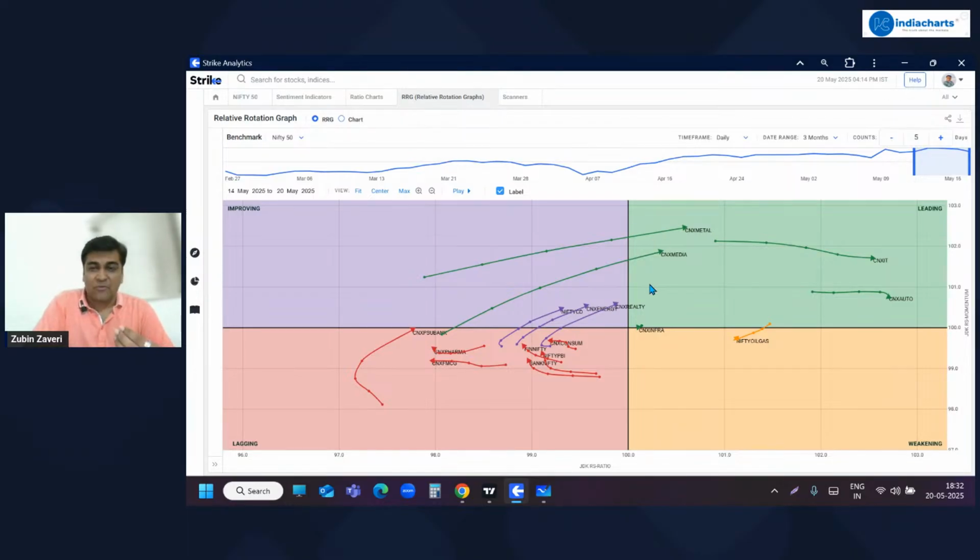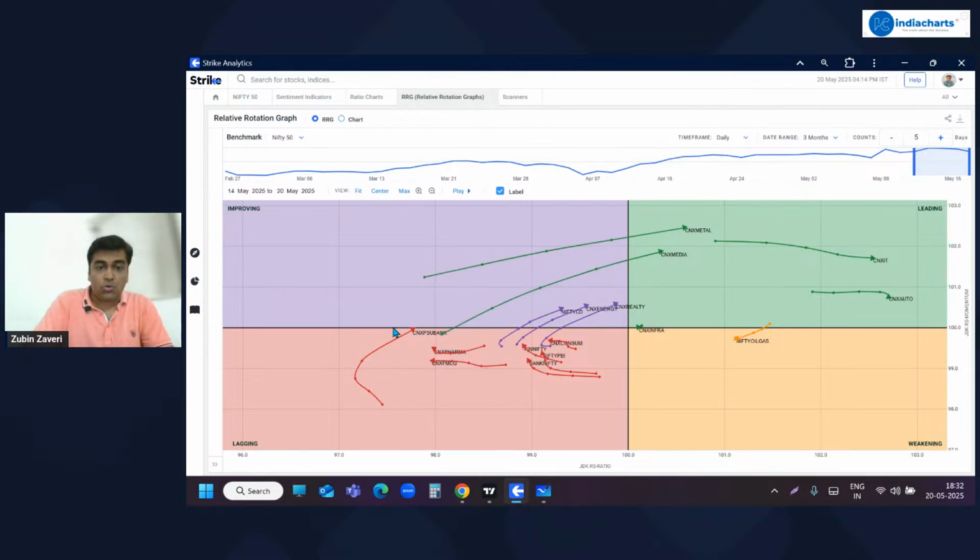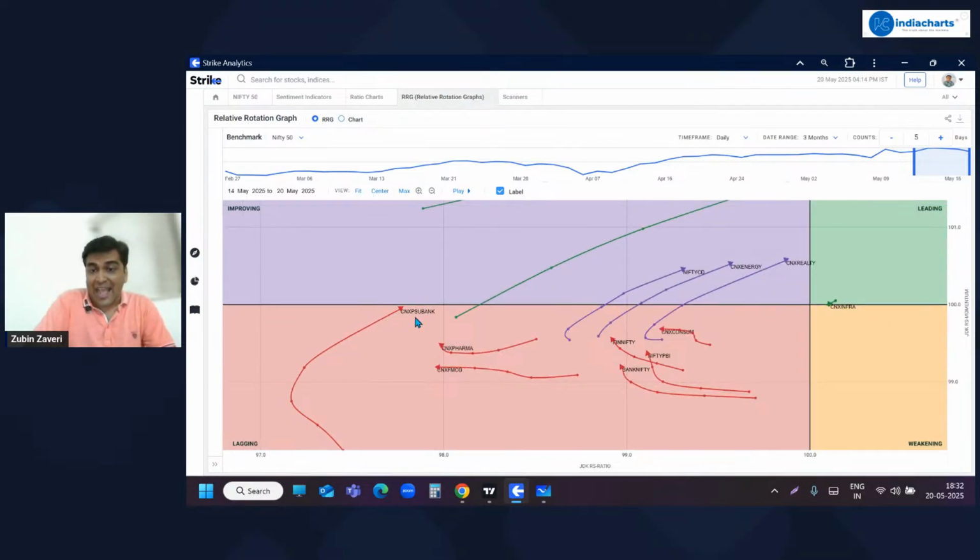So with some very small risk, you will get a nice risk and big reward ratio. You can find out some stocks from the PSU sector as well. All right, and you can see slight improvement in the momentum in the banking and the private banking sectors over here.